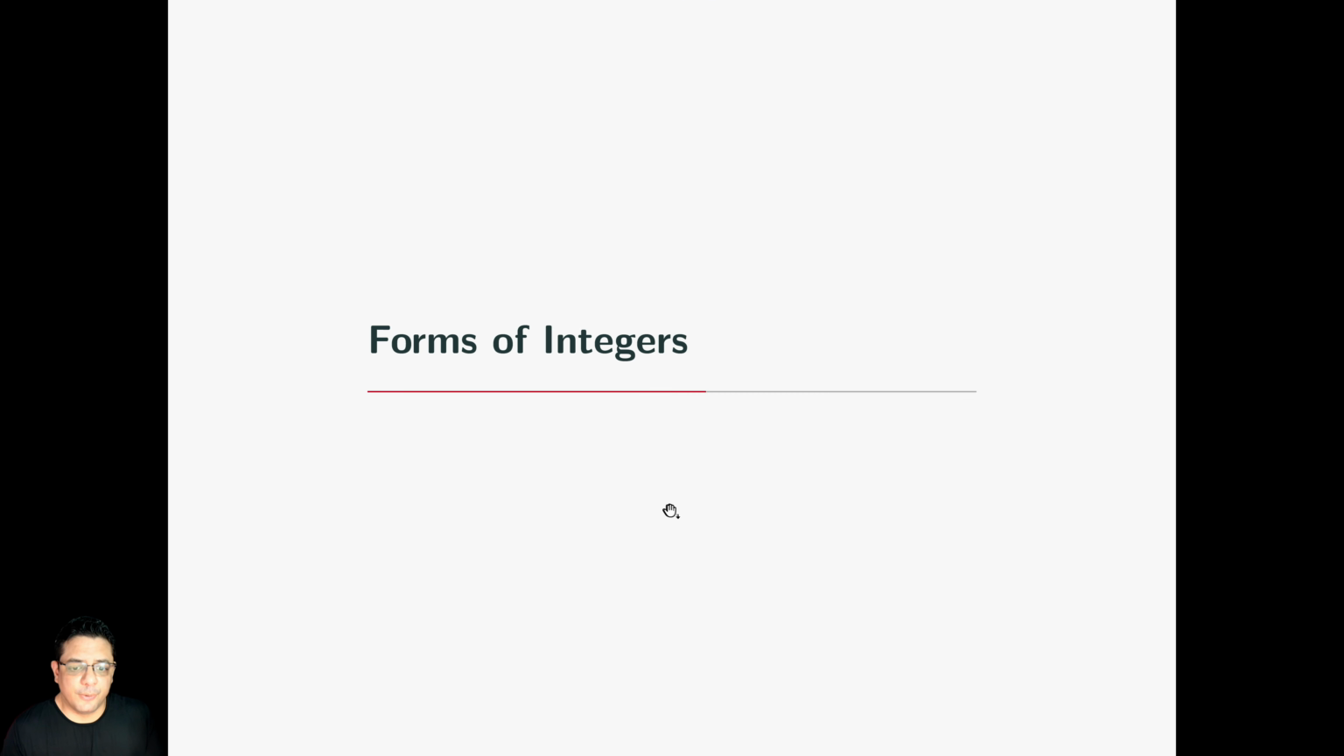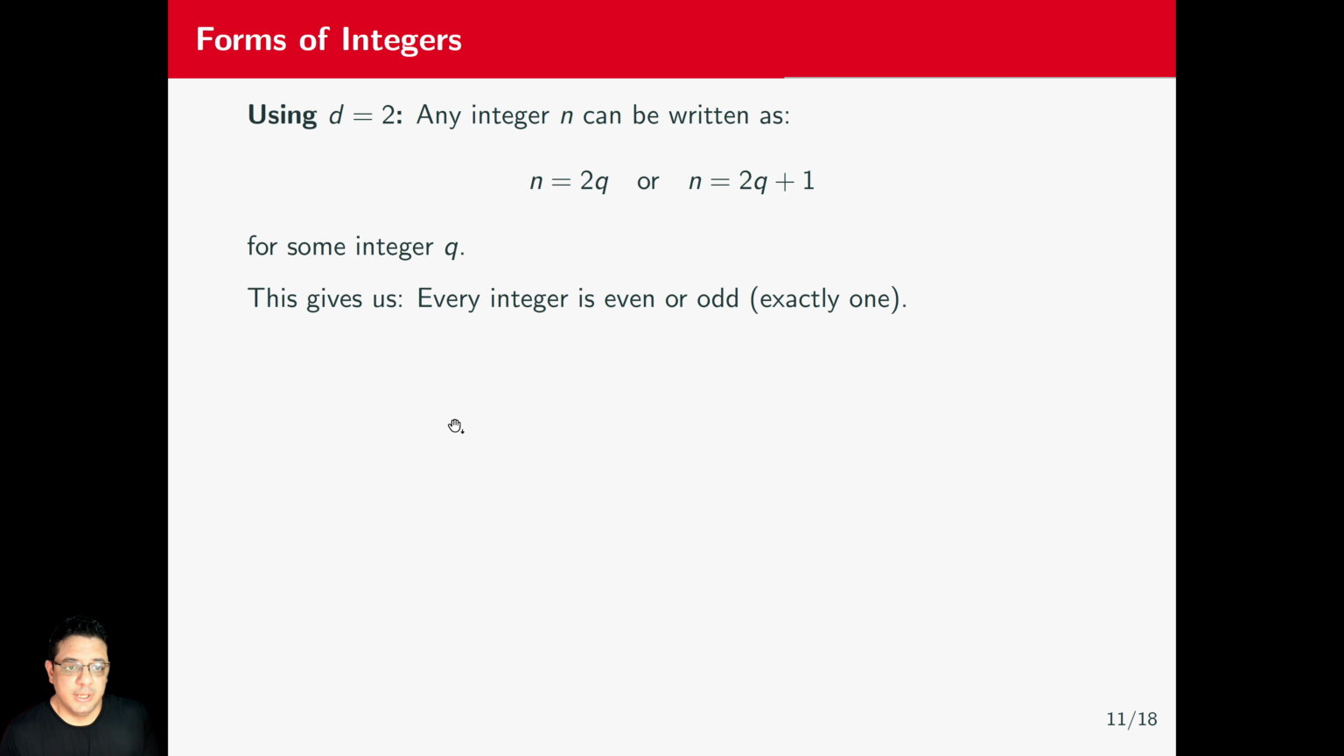Now, let's talk about forms of integers. If we use d equals 2, then any integer n can be written as 2q or 2q plus 1. Essentially, we're dividing by 2, right? So the remainders have to be less than 2. So there are only 2 numbers, 0 or 1. This means that if we represent any integer in terms of a multiple of 2, it has to be 2q or 2q plus 1. This gives us that any integer is of the form even or odd, essentially.